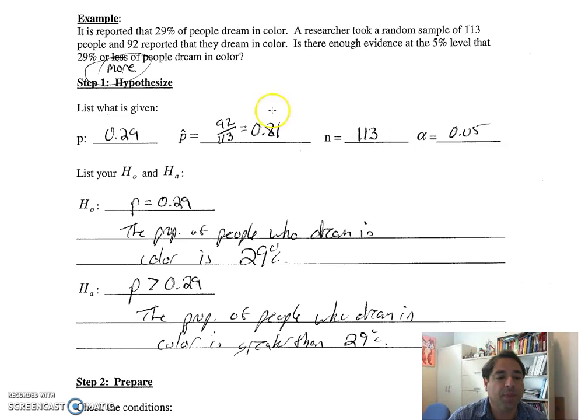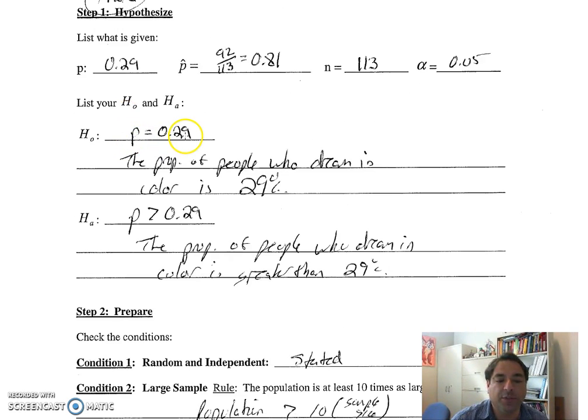So if we break this down, 29% of all people dream in color, that's our p. p hat is our sample, 92 out of 113, 0.81. Sample size 113, alpha is 0.05, and we're looking for more than. Now again, I always like to stop and ask, what are we talking about? The claim is 29%, and you think it's greater than 29%, and your evidence is 81%. So do you feel that 81 is very far away from 29, so you have enough evidence to say that 29 is wrong? Okay, so H0: p is equal to 0.29.